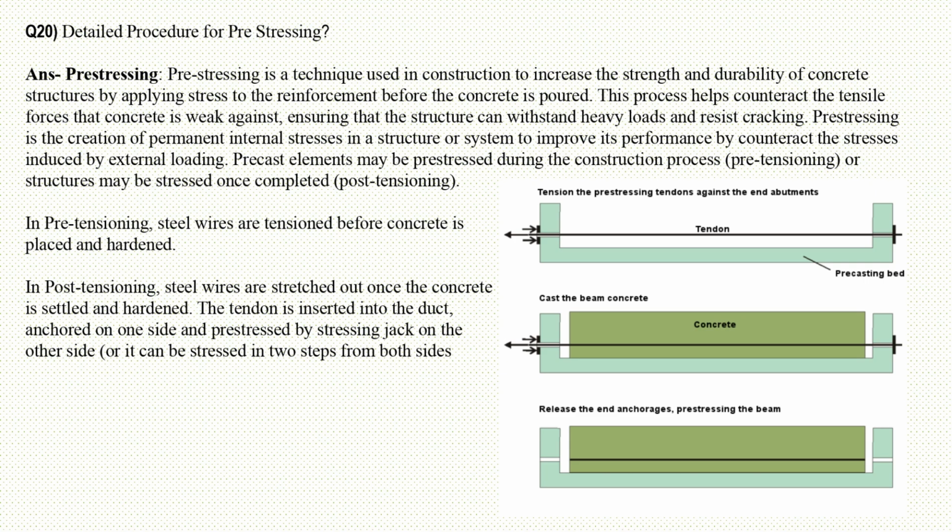Precast elements may be pre-stressed during the construction process, which is pre-tensioning, or structures may be stressed once completed, which is post-tensioning. In pre-tensioning, steel wires are tensioned before concrete is placed and hardened. In post-tensioning, steel wires are stretched once the concrete has settled and hardened. The tendon is inserted into the duct, anchored on one side and pre-stressed by a stressing jack on the other side, or it can be stressed in two steps from both sides.